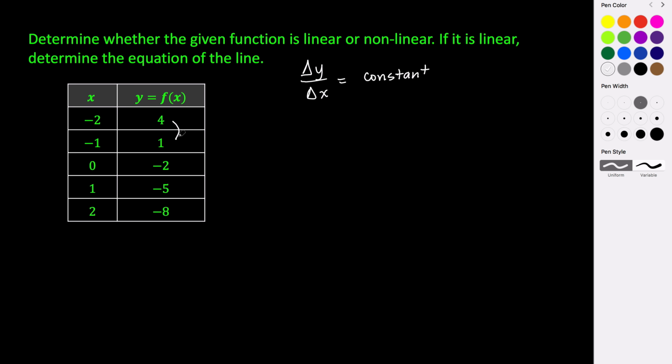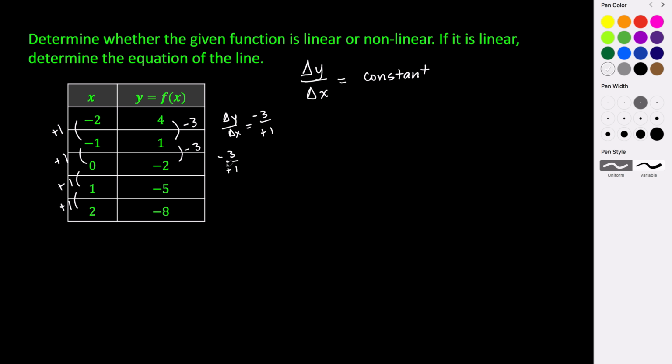So to go from 4 to 1, we subtract 3. To go from -2 to -1, we add 1. So the change in y over the change in x here is -3 over +1. To go from 1 to -2, that's again subtracting 3. To go from -1 to 0, we're adding 1. We're actually adding 1 in all of our x values. We can see that it's just increasing by 1. So our change in y over our change in x here is again -3 over +1.